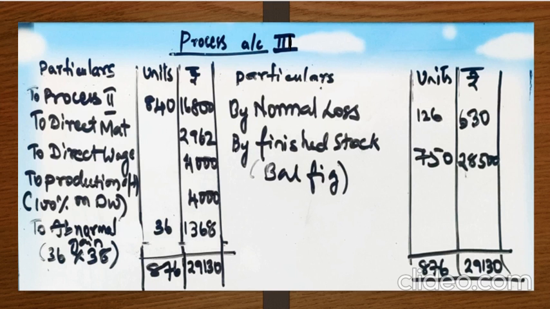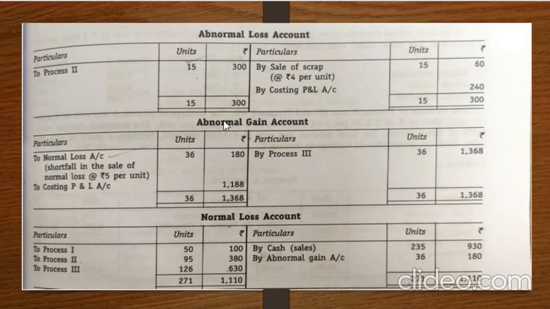So next we will be preparing your abnormal gain, abnormal loss account. They have asked us to prepare abnormal loss account, abnormal gain account and normal loss account. To prepare your abnormal loss account, you need to check from which process you have abnormal loss. In your process 1, you don't have any abnormal loss. You have only your normal loss there, and as we are preparing only abnormal loss, you will be considering only abnormal loss account. In your process 2, you have abnormal loss.